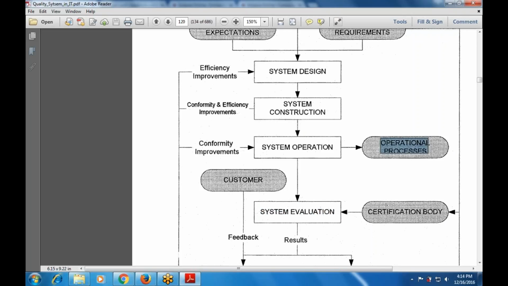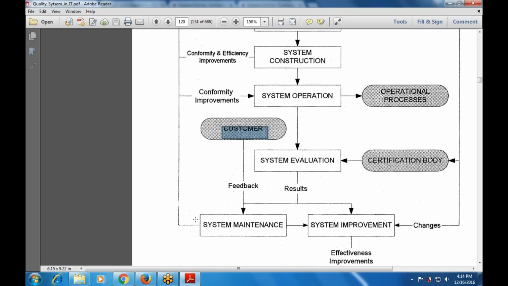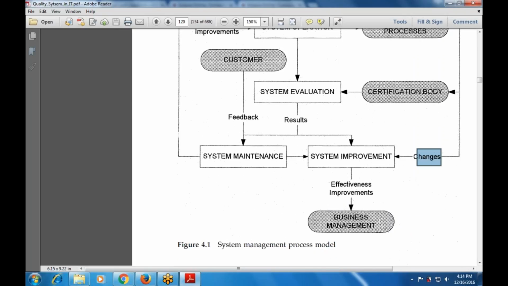Now this is the operational process, this is the certification body, this is the customers. There is customer feedback that is used for the system maintenance, then system improvement. If there are any changes, the system maintenance will be used for the effective improvement, and that is used with the business management.